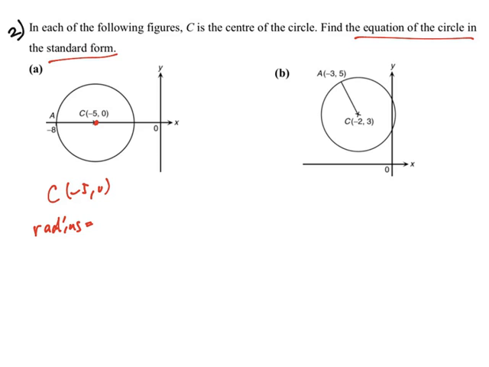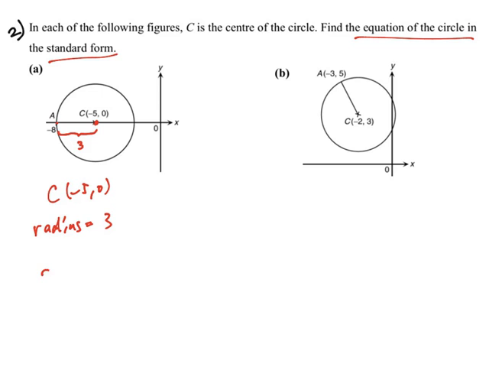actually it is the distance from the center to a point on the circumference. You can find this point to this point. Actually, you can use the distance formula, or simply you can see from negative 5 to negative 8, it goes 3 steps. So that means the radius is 3.